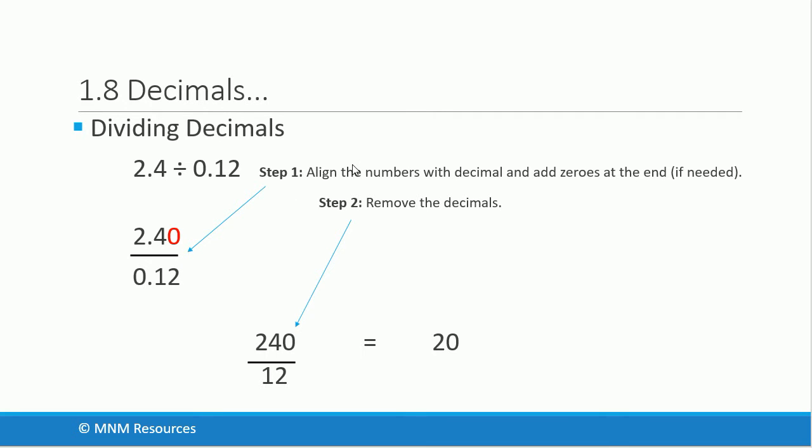Once the alignment is complete, you can move to step 2. In step 2, you need to pretend as if there aren't any decimals. You can remove the decimals. So pretend you're dividing 240 by 12 and you get the answer of 20, and that's your final answer.